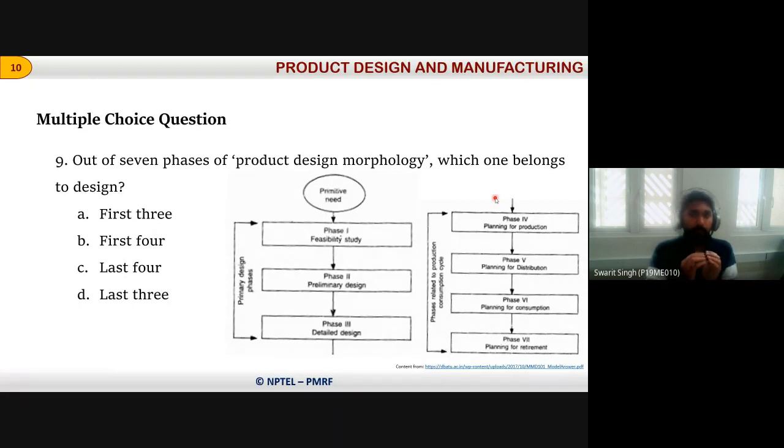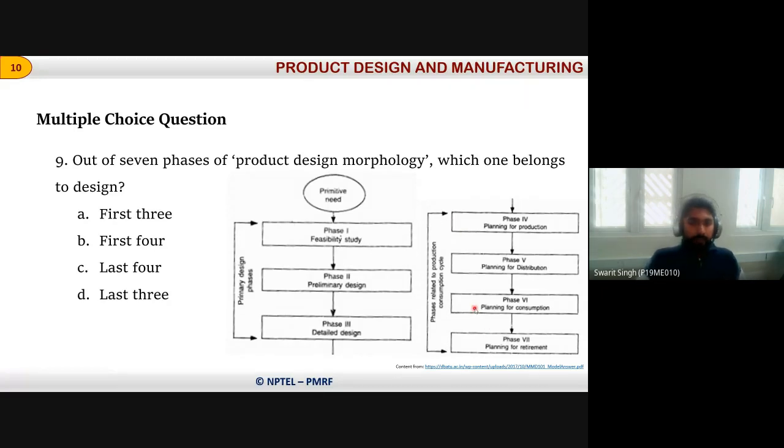Then it goes to the planning for distribution. Planning for distribution means planning the marketing strategy, that how we will supply our product from our production line to the firms which are selling the product to the customer. So in phase 5 we plan for the distribution. Then in phase 6, there's a planning for consumption, that how the customer will take up the product, and how he will utilize the product and all.